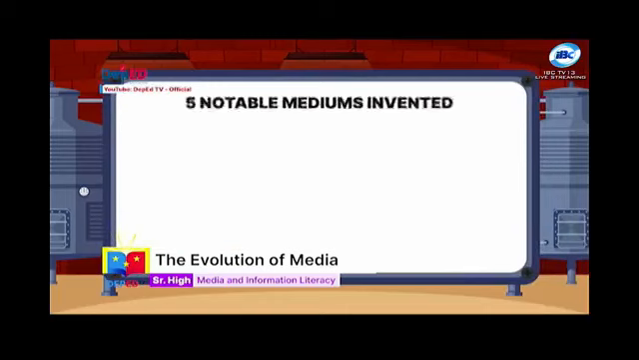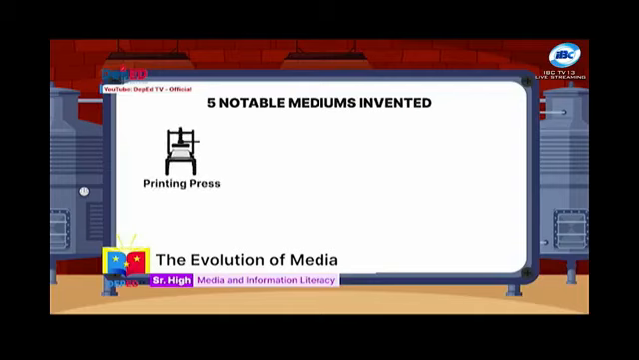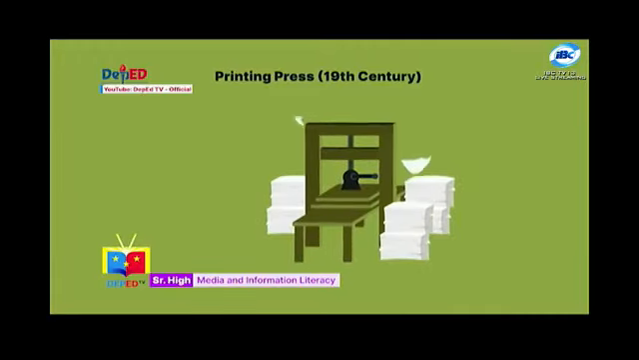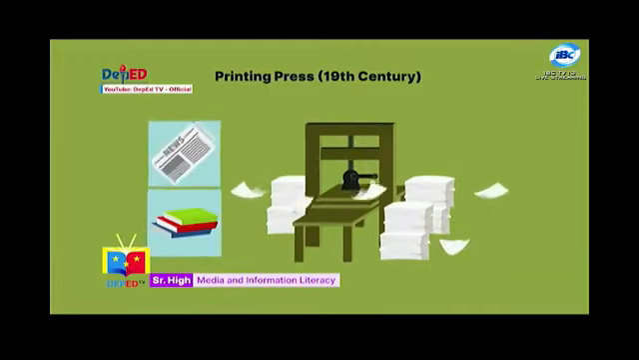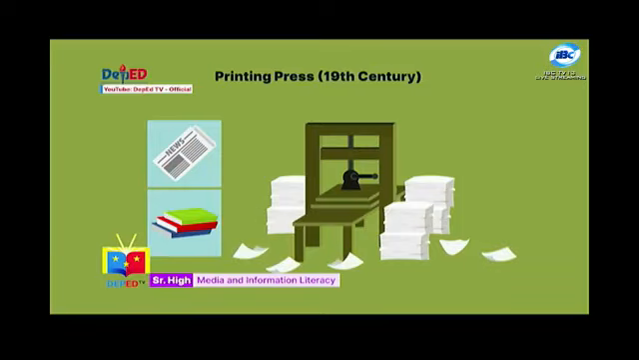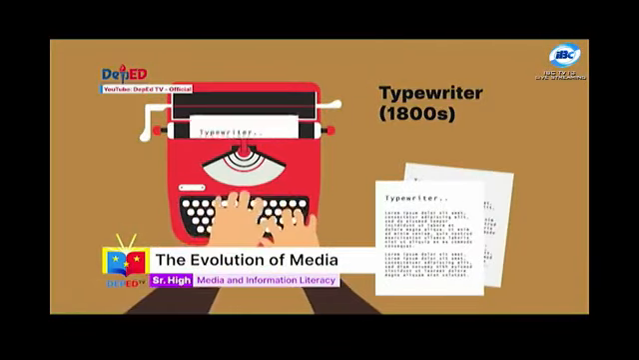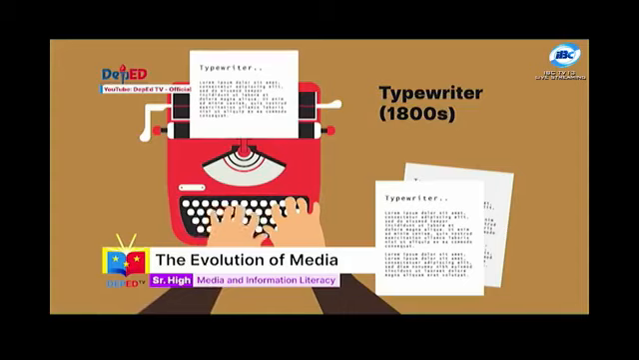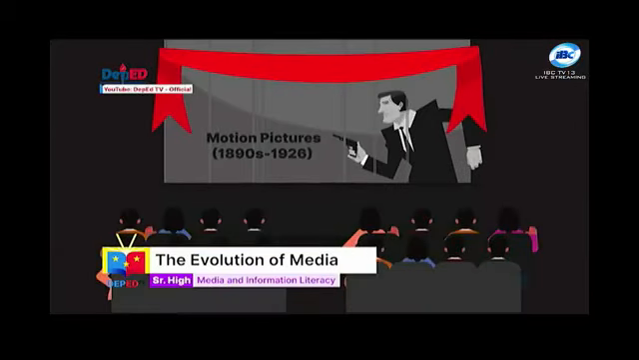During this age, 5 notable mediums were invented for much faster and better communication. These inventions are the printing press, the typewriter, motion pictures, the telegraph, and the telephone. The printing press in the 19th century allowed the mass production of books, newspapers, and other printed materials. The typewriter in the 1800s allowed a more uniform method of recording text without the confusion of understanding the handwriting of different people. The industrial age also paved the way for the introduction of motion pictures as it continued to evolve from 1890s to 1926.